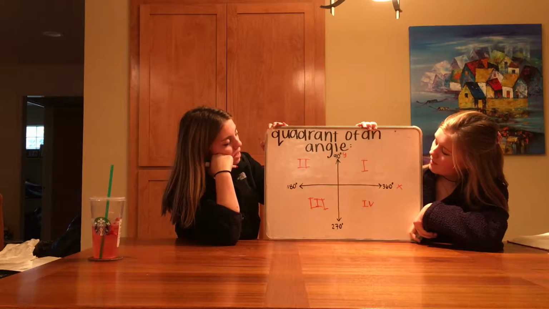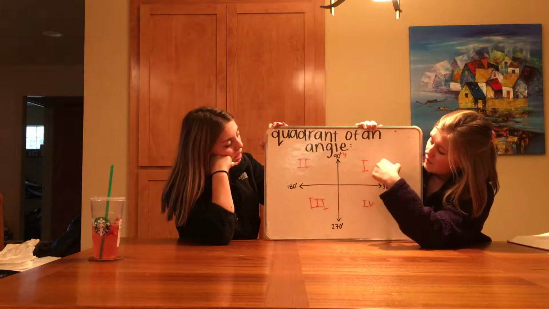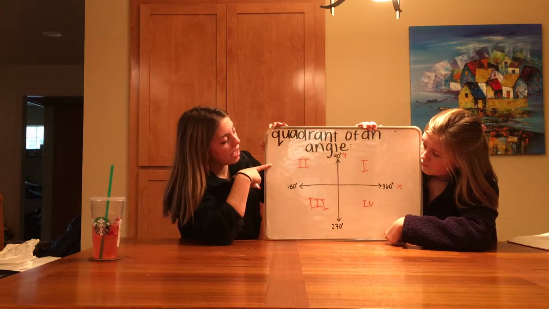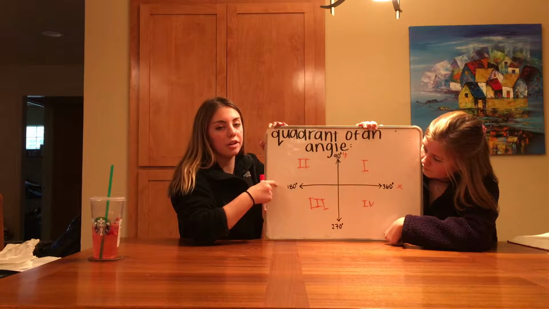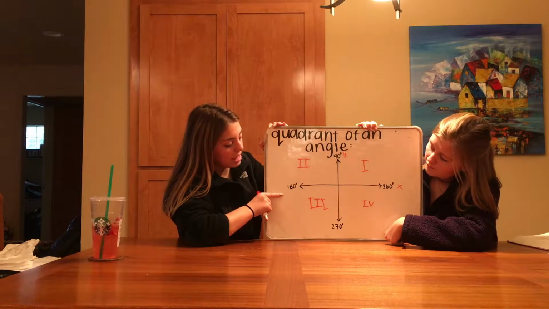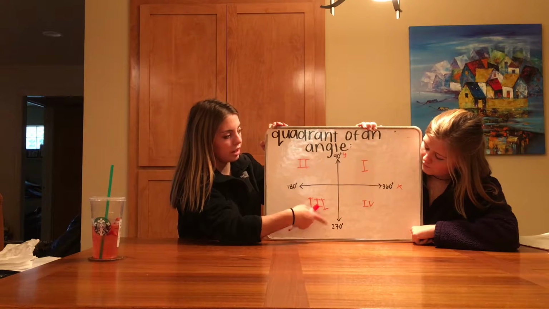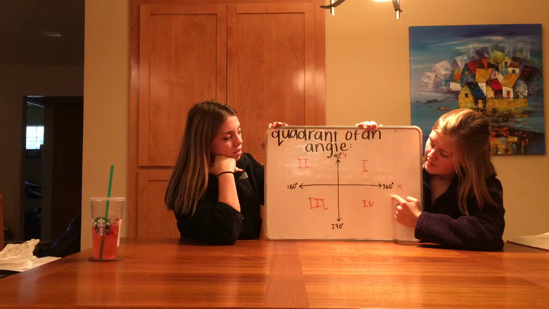Quadrant 1 is going to be between 0 and 90 degrees. Then quadrant 2 is any angle from 90 degrees to 180 degrees. Quadrant 3 is any angle from 180 degrees to 270 degrees. And quadrant 4 is any angle from 270 to 360.